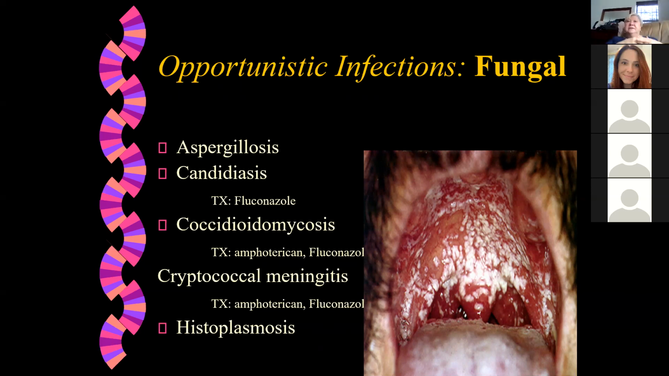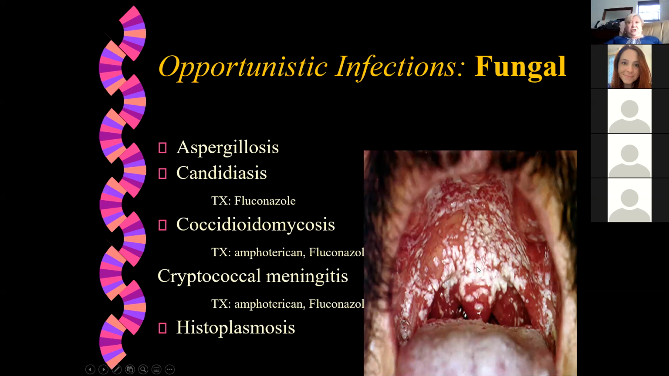So opportunistic fungal infections. By far the most common is probably candidiasis, which is thrush. If you've never seen thrush, I know there's always a glare in the pictures. It is a white, flaky looking thing on the tongue and maybe the roof of the mouth. You can even see it back here on the uvula and the tonsils back here. So this is candidiasis, this is thrush.